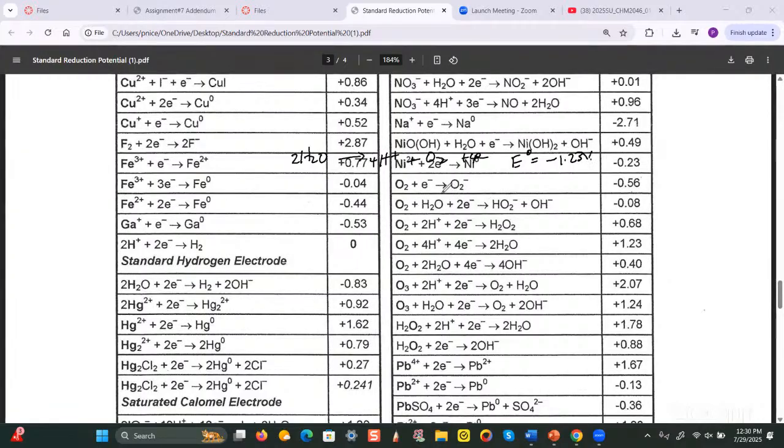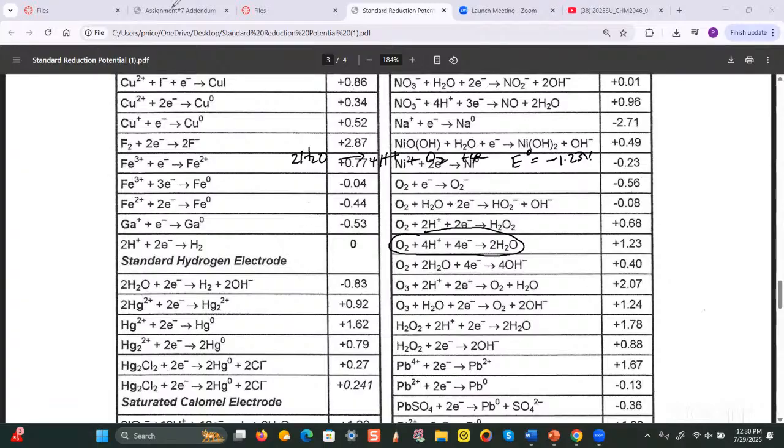So please note that for the reaction here, that is plus 1.23 volts. But what we're interested in is the reverse reaction, right? So therefore, the EMF value will be the opposite, or the sign will change from plus to minus, all right?